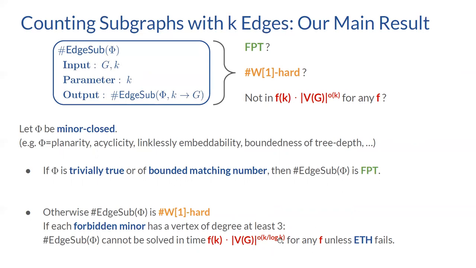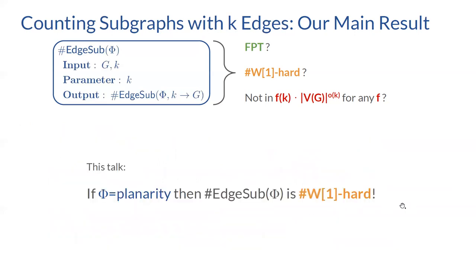And now note, this is already the second time where we have seen this strange bound of small o of k over log k in the exponent, which is not entirely what we want. But this is actually not an artifact of our proof; it is related to a major open problem in parameterized complexity. But still, this shows that any significant improvement over the brute force algorithm is unlikely.